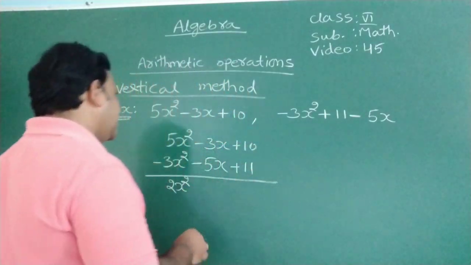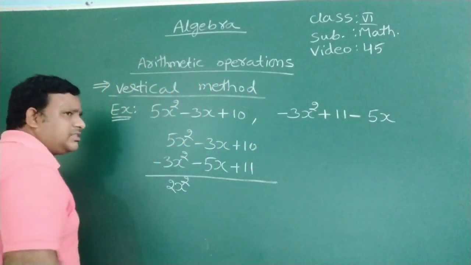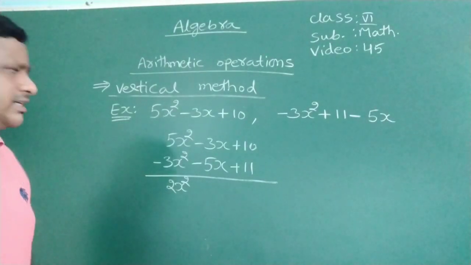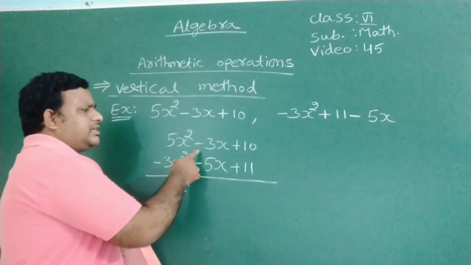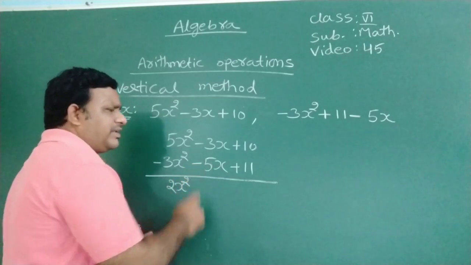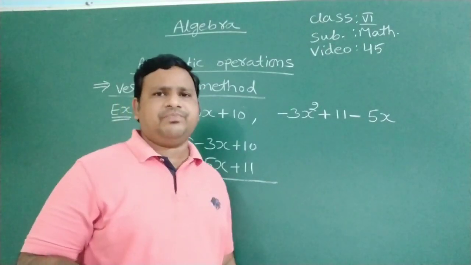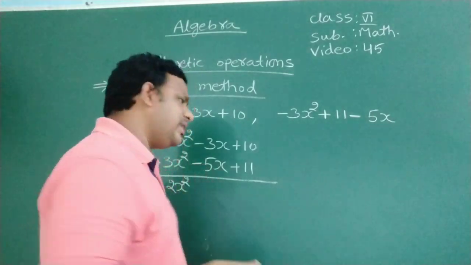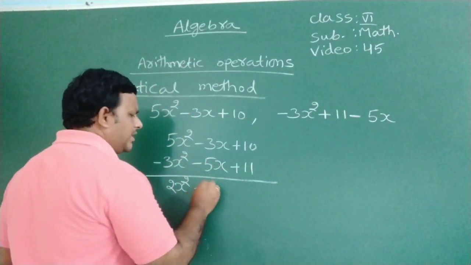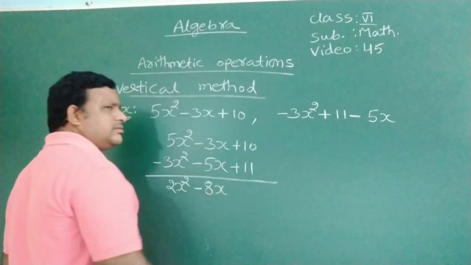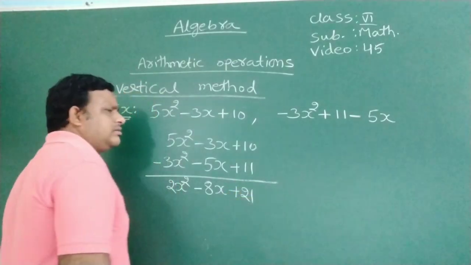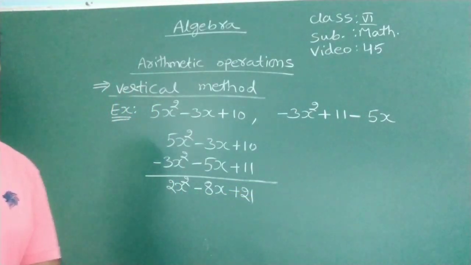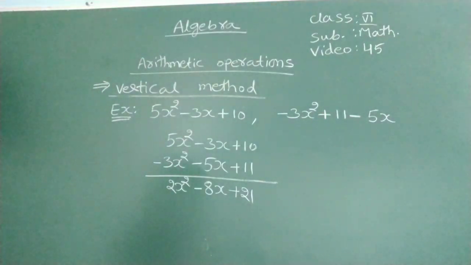Understood? So here, after writing the like terms in the same column, I have subtracted 3 from 5. So 5 minus 3, I got 2. And in the second term, minus 3x minus 5x. So minus 3 minus 5. Both should be added. That's why minus 3 minus 5 gives minus 8x. Clear? Now 10 plus 11 gives 21. See, in the previous method also we got the same answer: 2x square minus 8x plus 21. Isn't it?